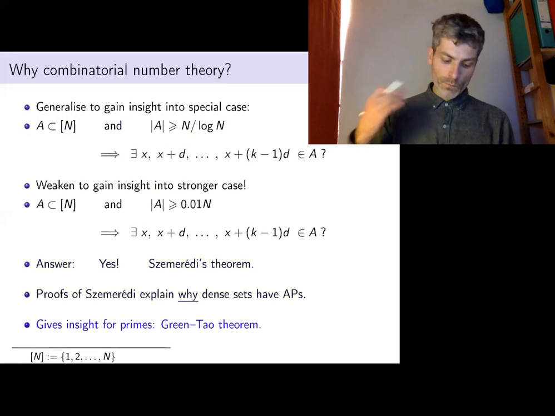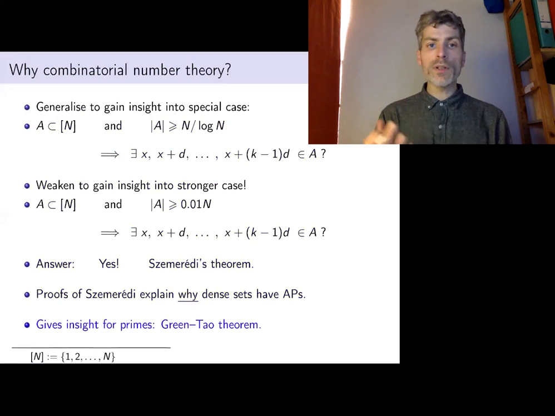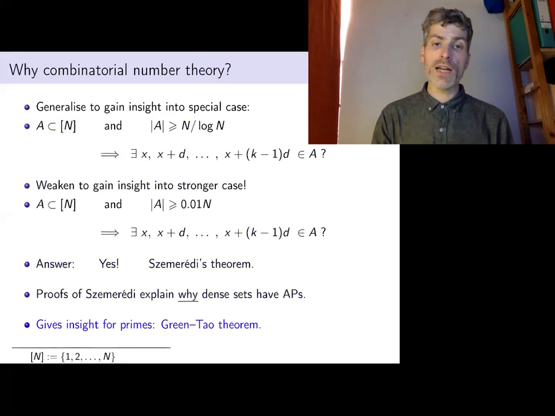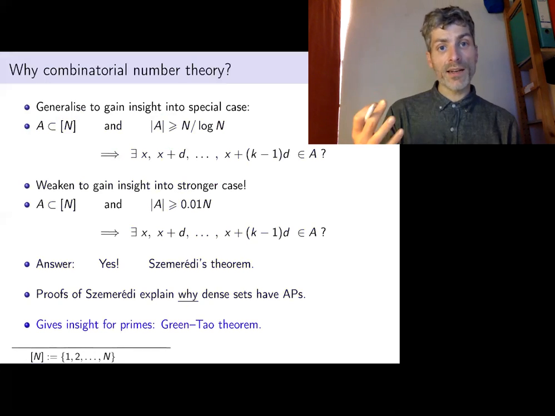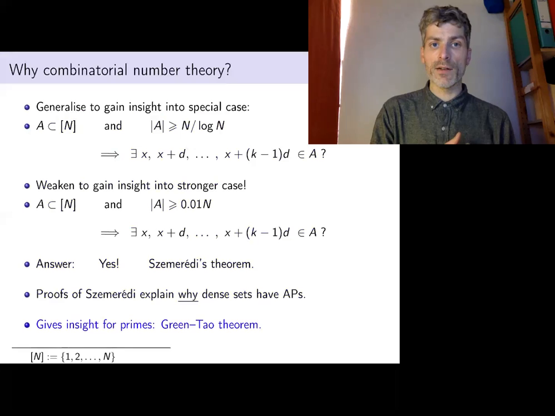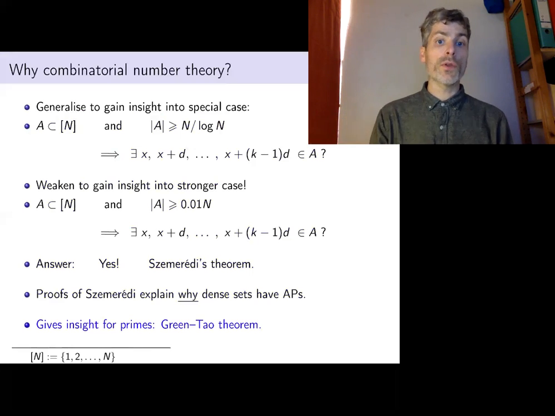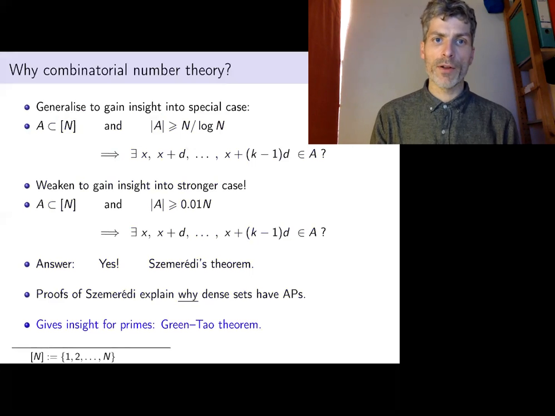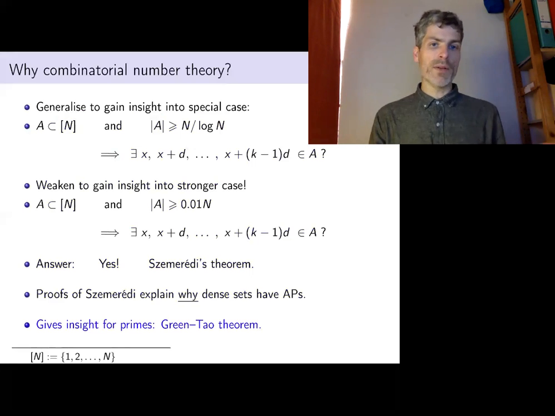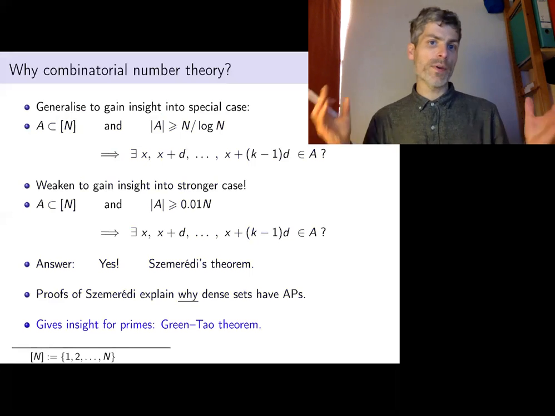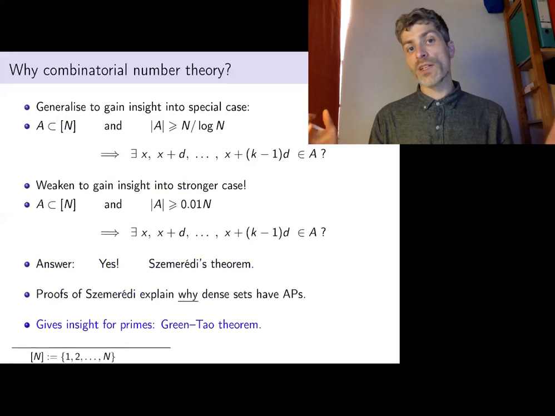And this is broadly similar to the historical narrative that led to the Green-Tao theorem, where in Green-Tao's original proof, they use insights from the various proofs of Szemeredi's theorem, together with Szemeredi's theorem as a black box, to show that the primes contain k-term arithmetic progressions. So one reason you might be interested in combinatorial number theory is because it gives insight into these questions of specific arithmetic interest, solving equations in interesting sets like the primes.